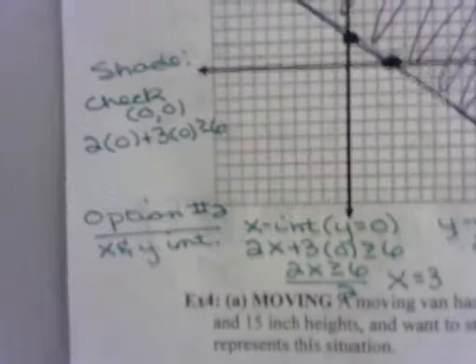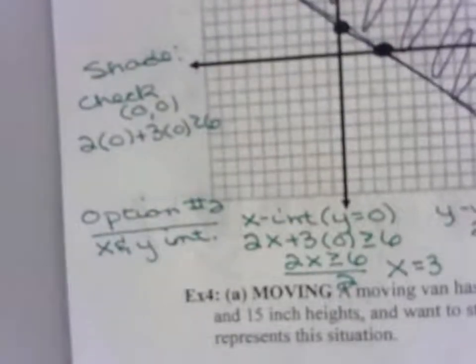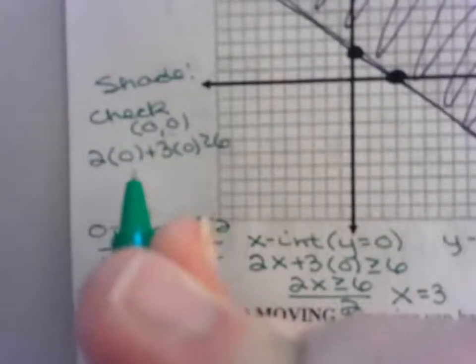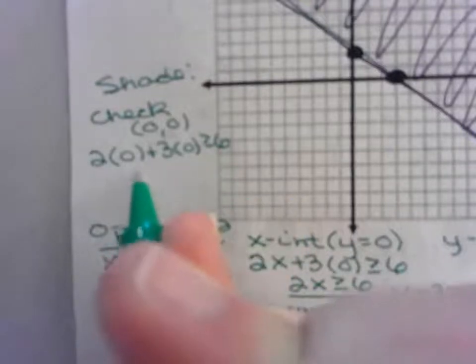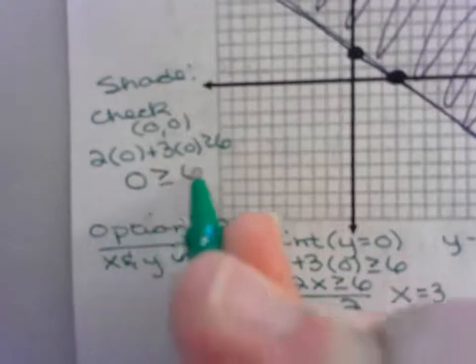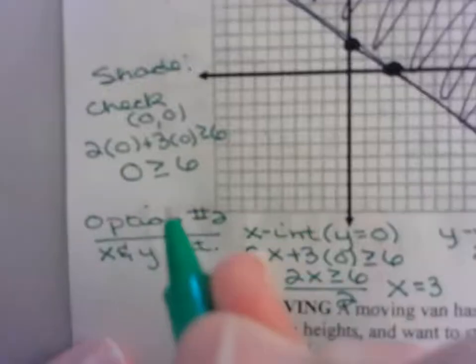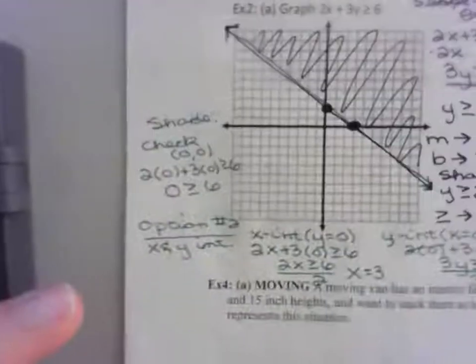So you're going to take your original and you're going to plug in 0, 0. And I want to see, does the point 0, 0 work? Is that a solution? So I plug in 0 for x and y. Well, what's 2 times 0? 0. Plus 3 times 0? 0. Is 0 greater than or equal to 6? No. Since 0 is not greater than or equal to 6, is 0, 0 a solution?